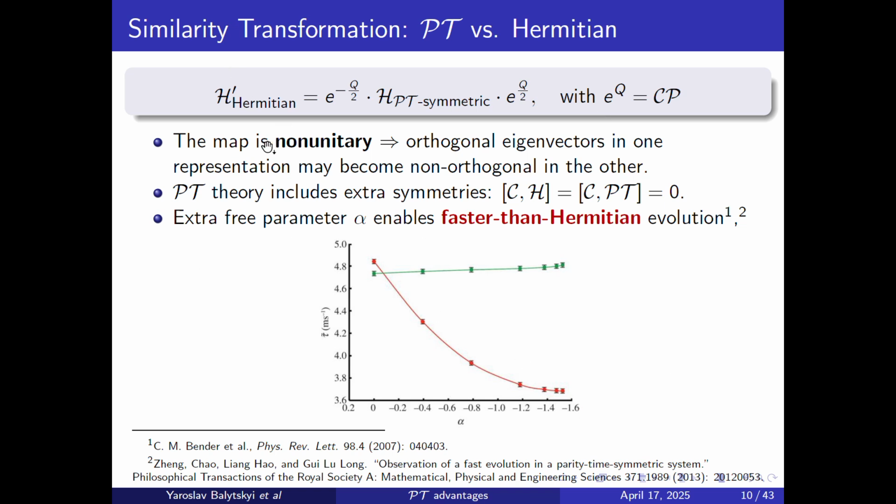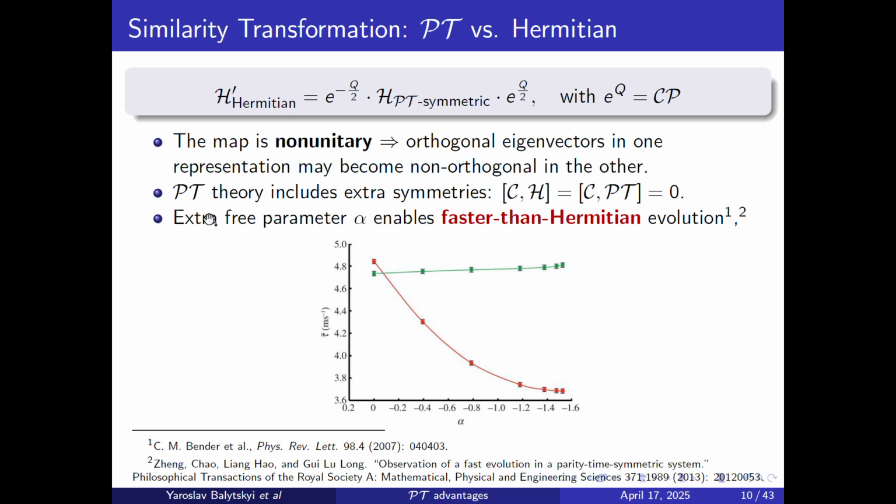And thus you might think whether PT-symmetry actually gives any new effects in comparison to the Hermitian case, and the answer is yes, because this map is non-unitary, and orthogonal eigenvectors in one representation may become non-orthogonal in the other, and PT theory actually includes extra symmetries. In this case, this is represented by the charge conjugation operator, which is basically a sum over eigenfunctions. You can find the explicit formula in the relevant papers.